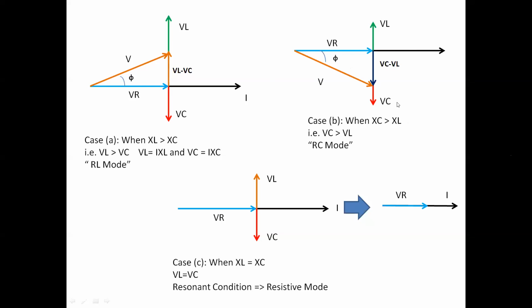Since VC, which is this red line, is greater than VL, the difference needs to be projected in the direction of VC. So the vector difference is taken as VC minus VL, and this vector difference is projected in the direction of VC. Once you have VC minus VL, you can find the resultant, which is indicated by the orange arrow.